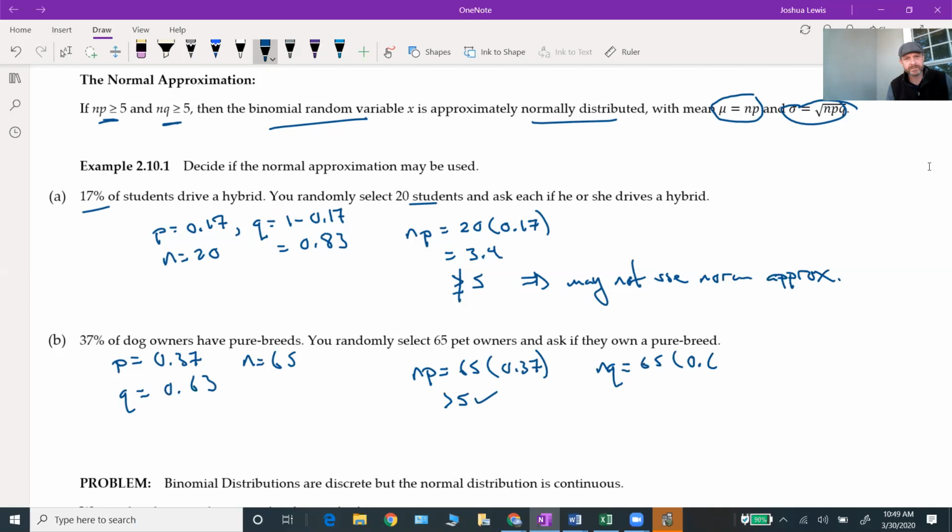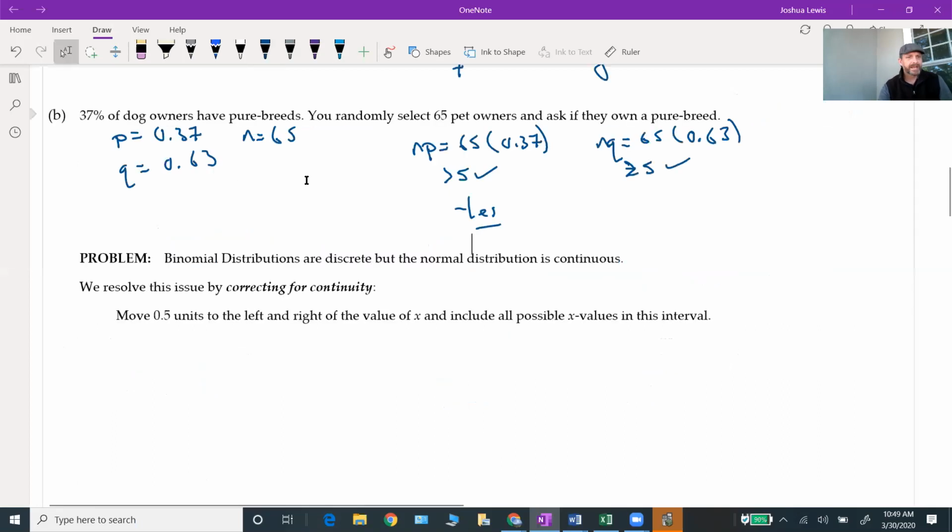You're welcome to compute it if you're not sure, but pretty sure here. And then nq is going to be 65 times 0.63. Well, that 0.63, that's over a half. Half of 65 is much larger than 5, so I can already see that this is greater than or equal to 5. So in this case, yes.